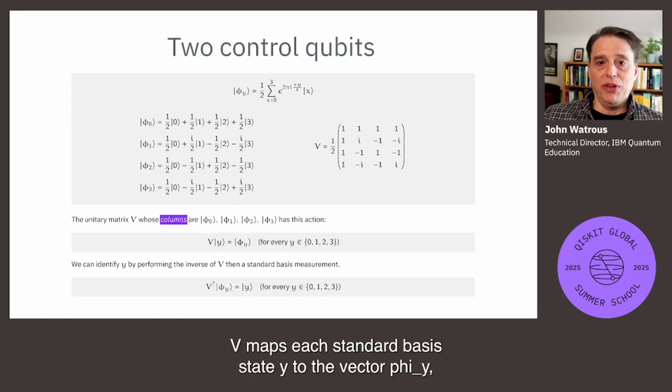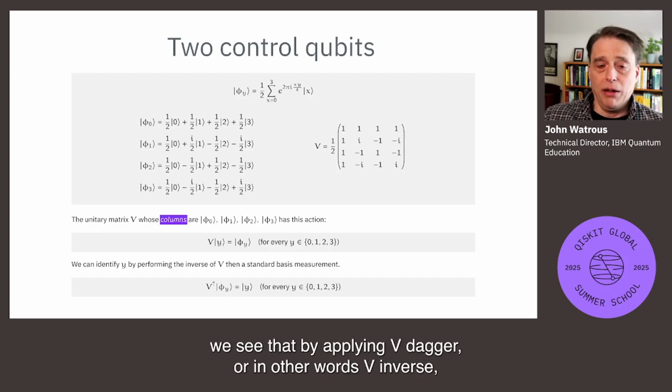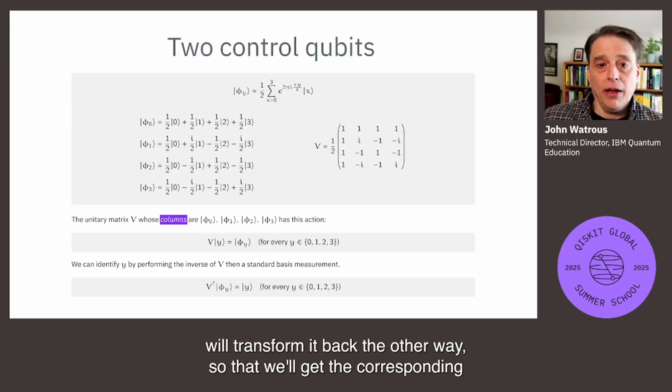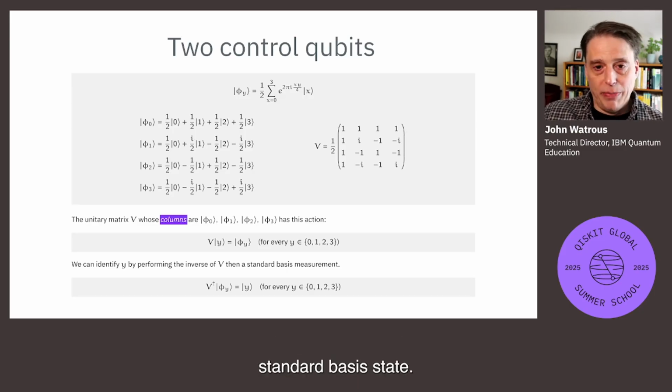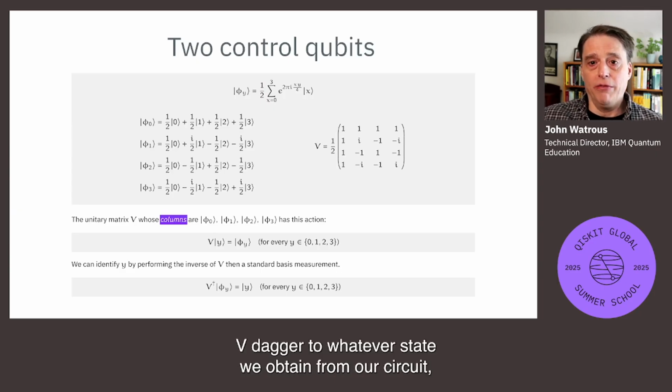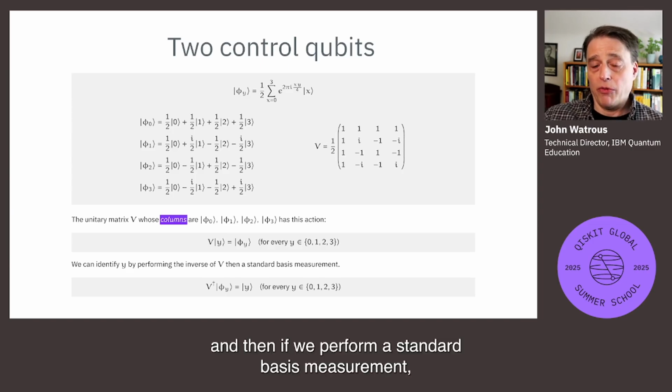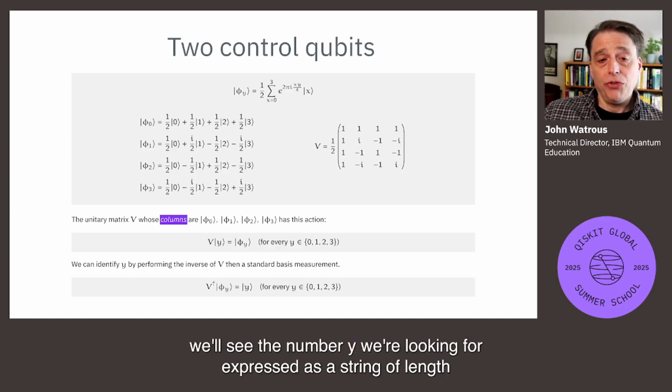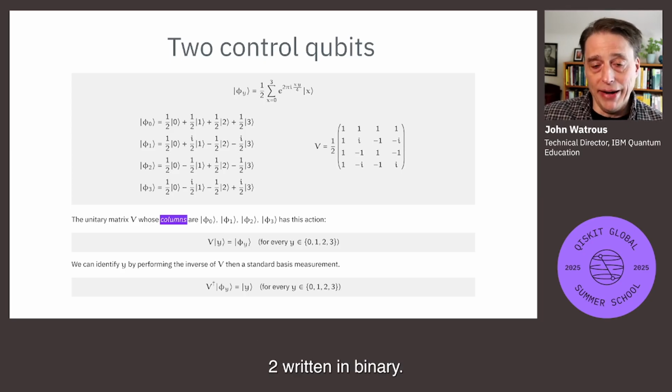Because V maps each standard basis state ket y to the vector phi y, we see that by applying V dagger, or in other words V inverse, to phi y, we'll transform it back the other way so that we'll get the corresponding standard basis state. So what we can do is to simply apply V dagger to whatever state we obtain from our circuit, and then if we perform a standard basis measurement, we'll see the number y we're looking for expressed as a string of length 2 written in binary.